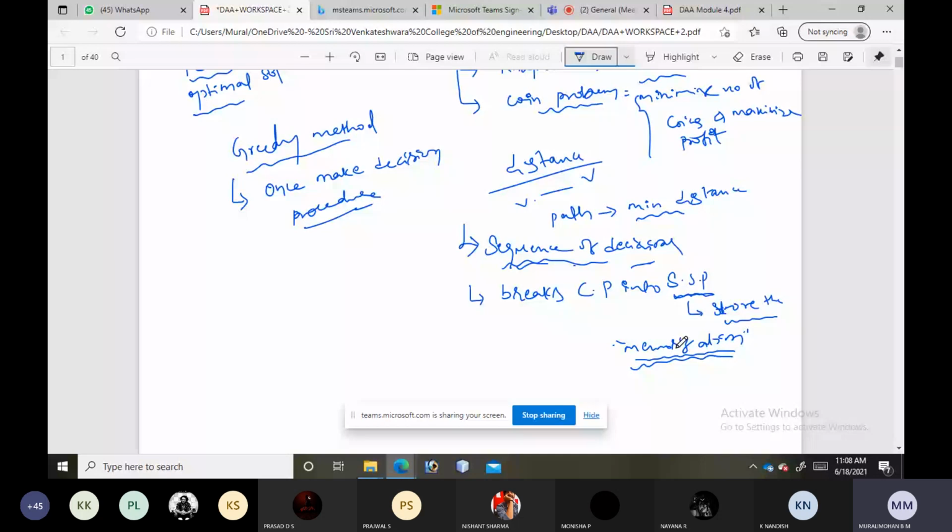Next, we can reuse the result if the same subproblem is encountered. Once we solve all these subproblems, finally we will calculate the solution for the main problem. So this is the idea behind dynamic programming.